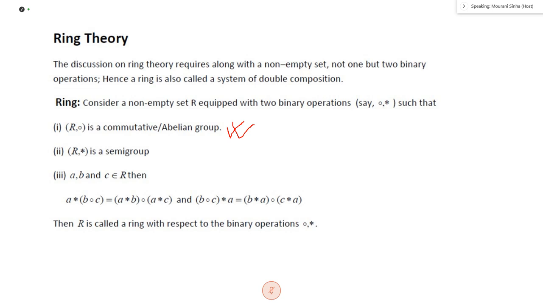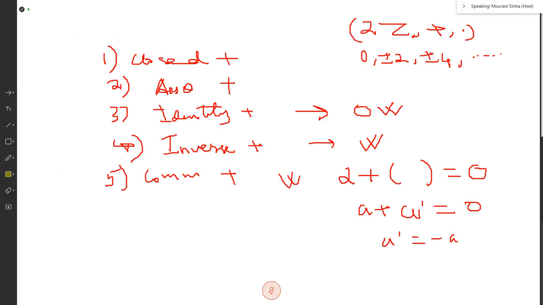Next, what will be the sixth one? Semigroup. That means you have to show semigroup for multiplication. Before the associative property, you have to show the closure property. So closure with multiplication is the sixth, and my 7th point will be associative with multiplication. Tell me, what do you think about closure and associative property for even numbers?